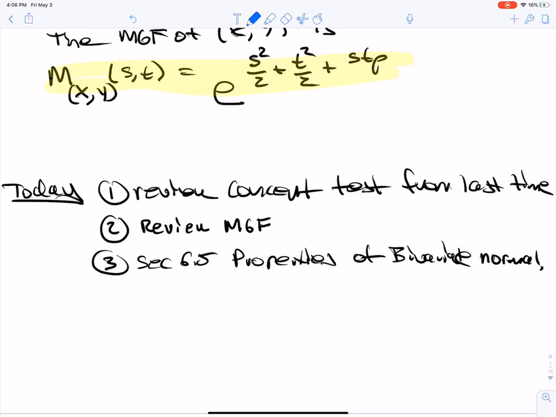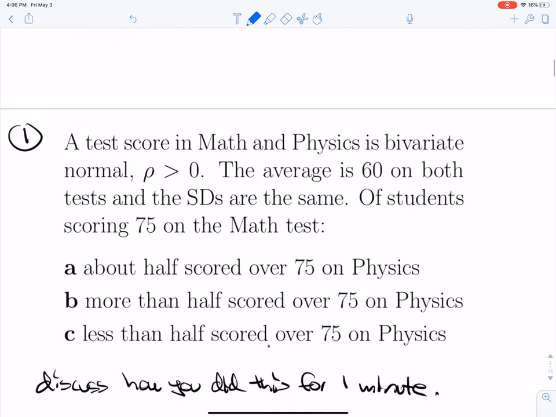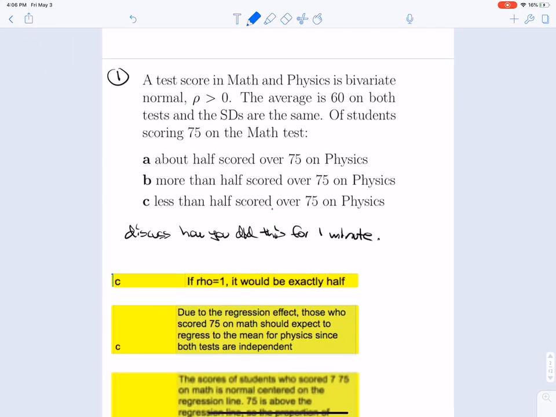Today we're going to review the concept test from last time. We'll review MGF and we'll show properties of the bivariate normal using the MGF. So last time we did this concept test.